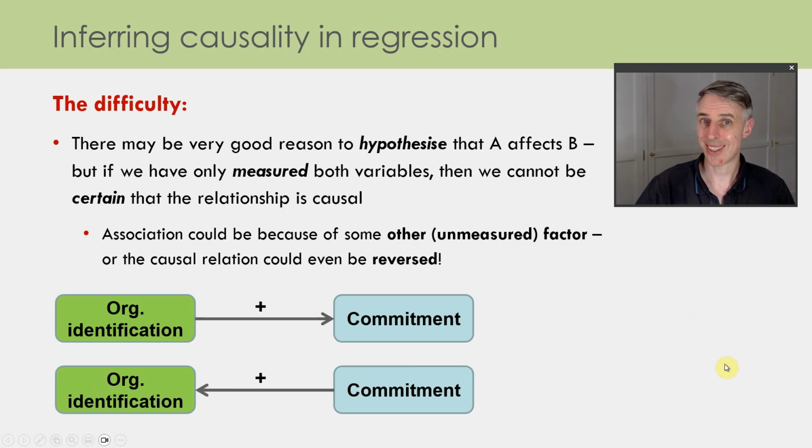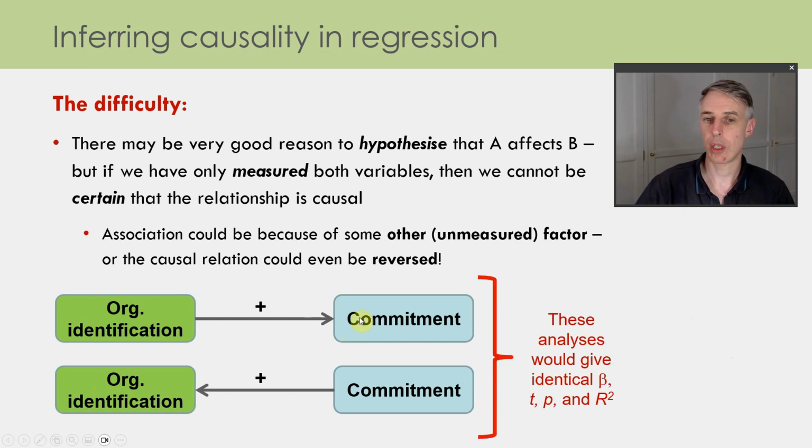Now, with a given data set, the data set that we looked at, for example, those two different linear regression analyses where you're swapping the predictor and the dependent variable would be indistinguishable. These would give you an identical beta coefficient, an identical t statistic and p-value, and an identical R-squared. So statistically speaking, these models are indistinguishable, even though theoretically they're saying very, very different things.